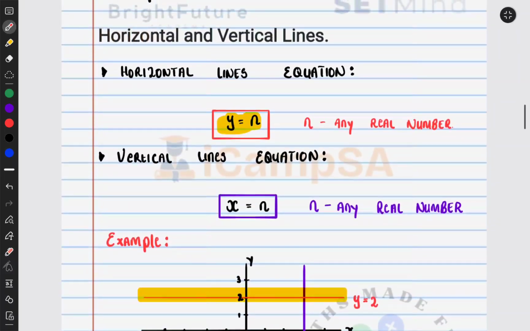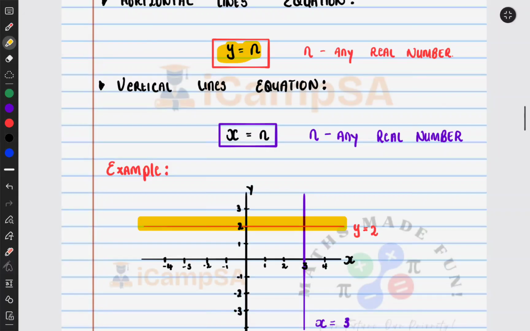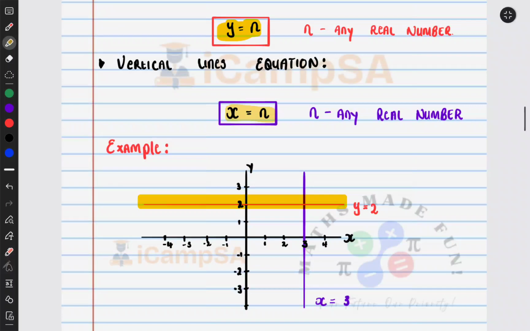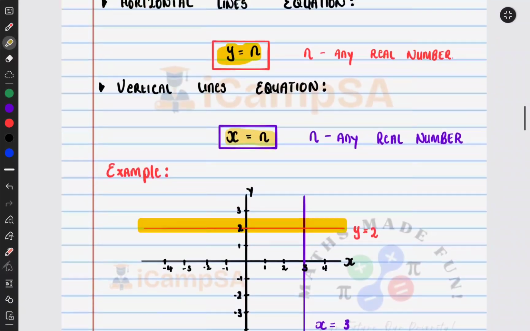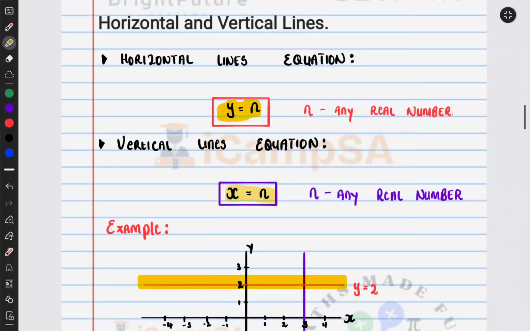We also have vertical lines, and the equation of a vertical line is x is equal to n, and n is any real number. On the set of x's, it's just going to be a line like the one I've just highlighted, and here it's x is equal to 3. So those are the equations of the horizontal and vertical lines.